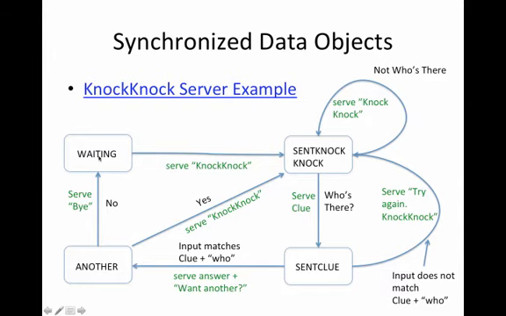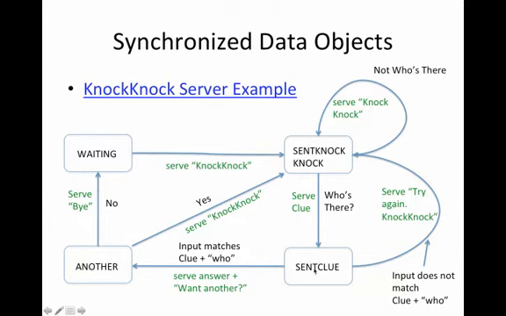So we start out in the waiting state, and from the waiting state, as soon as the client establishes a connection, we unconditionally serve the knock knock string, bringing us to the sent knock knock state. We then are waiting, and the user is either going to type who's there, or they're going to type something other than who's there. If they type who's there, we're going to serve with the clue, such as turnip, and go to sent clue. If they type in something incorrect, we're going to return to the sent knock knock state and send the client the knock knock string again.